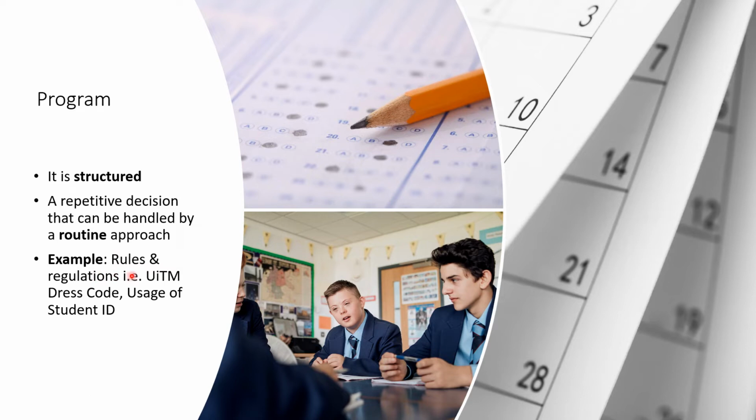For example, rules and regulations are used whenever we face the problem. The UiTM dress code: when students attend class, they have to follow the dress code. If a student doesn't follow the dress code, we already know how to tackle it because it always happens. The usage of student ID, or the problem when we catch a student cheating. It always happens, so we already know how to handle it. It's not a surprise or a new problem or situation that we never faced before. We always face the situation, so of course we know how to handle it, and we use the same approach.